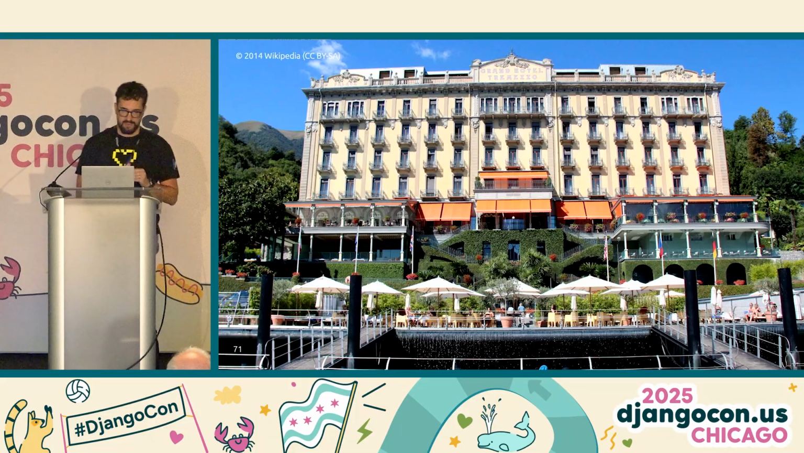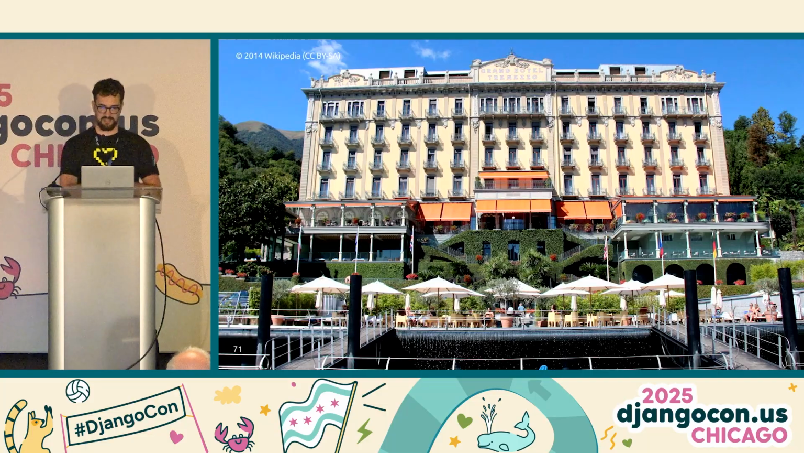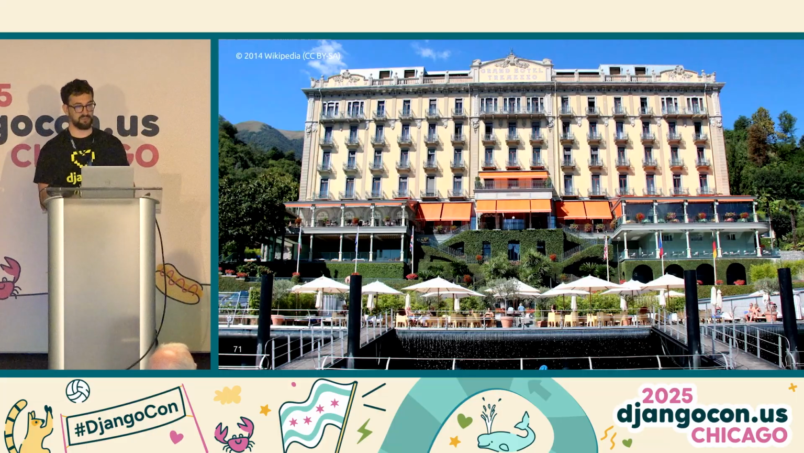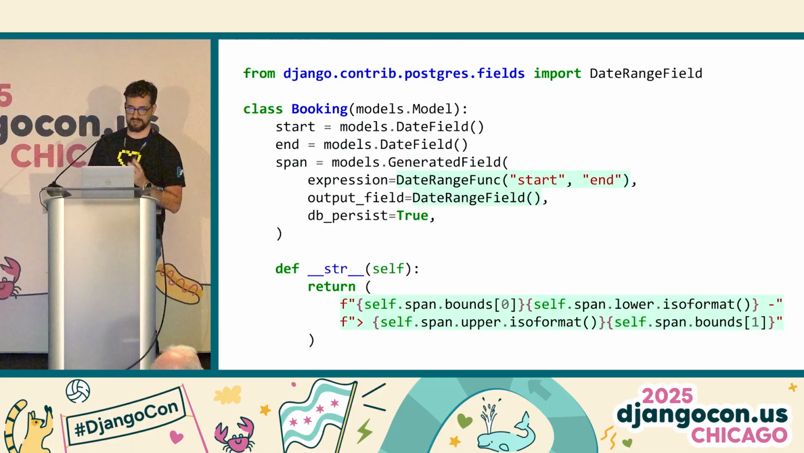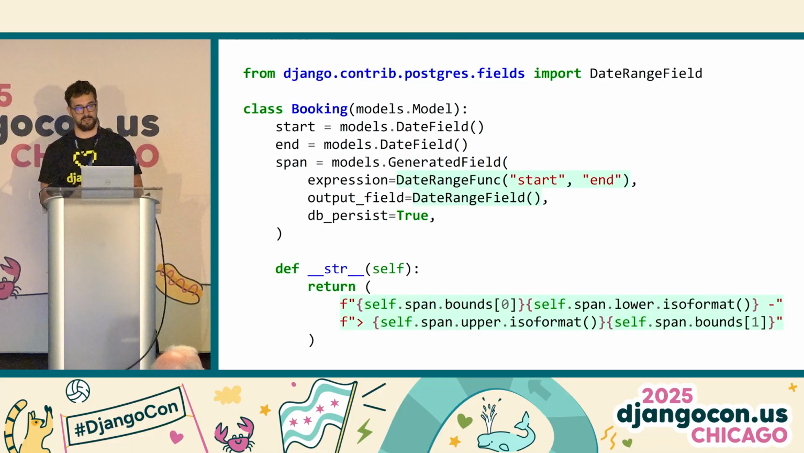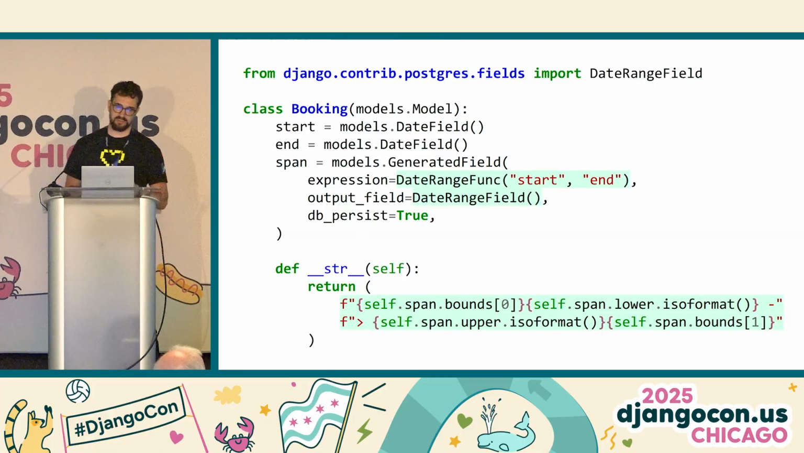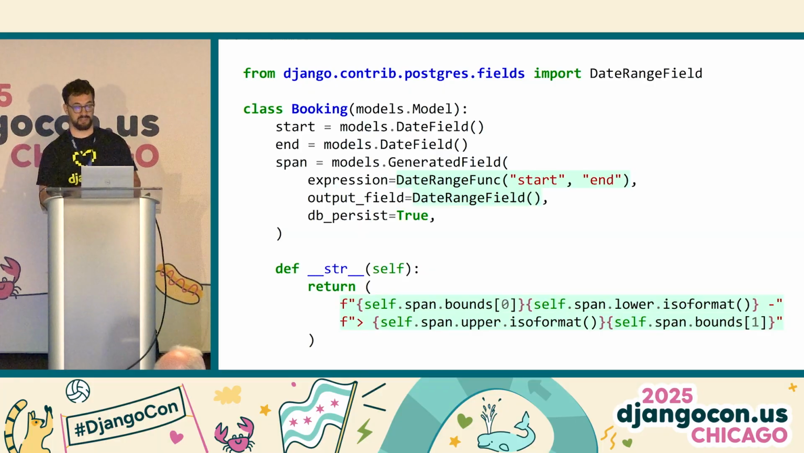And we are going to Lake Como. It's a beautiful lake, and this is the Grand Hotel Tremezzo. It's very difficult to book a room here. But if we want to book here, we have to specify the range of dates when we want to stay. And in this case, we have a booking class with a start and end datetime. And we can automatically generate a date range field.